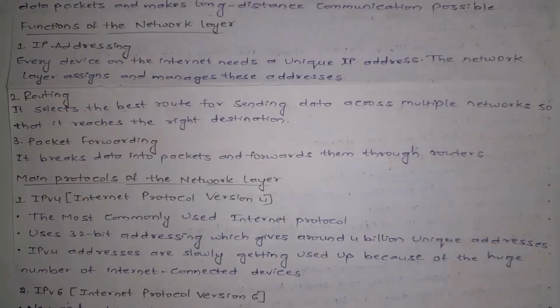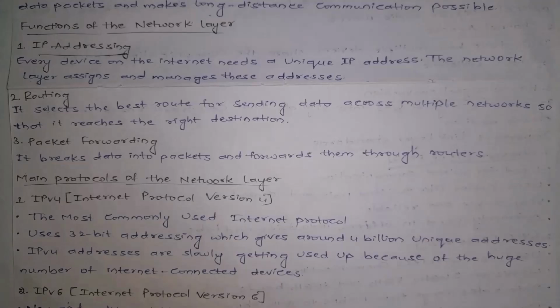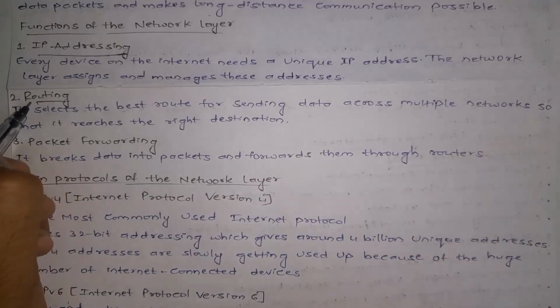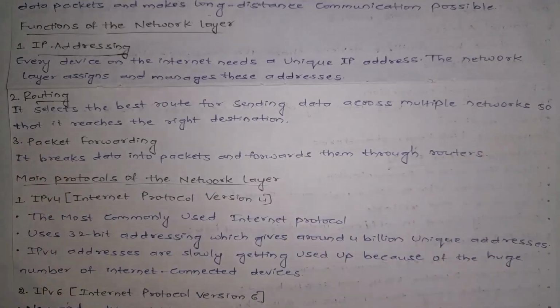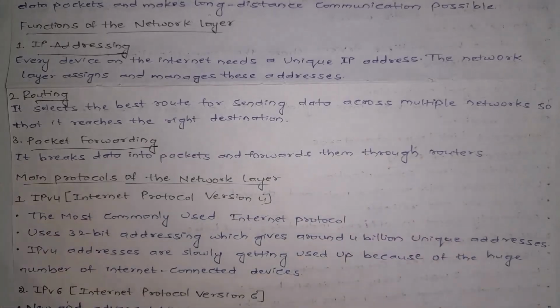These are the functions of the network layer. The first one is IP addressing. I already said before, by using an IP address, one device can transfer data to another device, and each and every IP address is unique. And the next one is routing. Routing is nothing but selecting the shortest route from source to destination so data can be transferred quickly. And the third one is packet forwarding. Instead of transferring complete data at a time, the network layer will break the complete data into small packets and each packet is transferred to the receiver by using the shortest route.